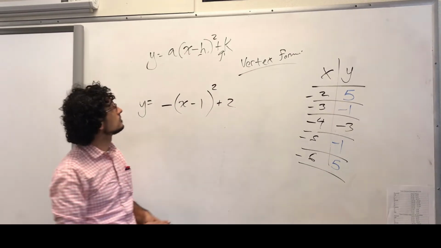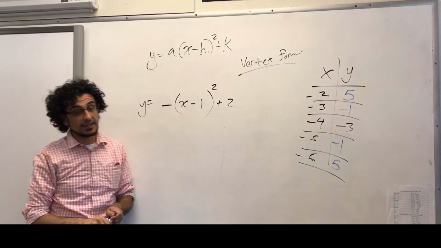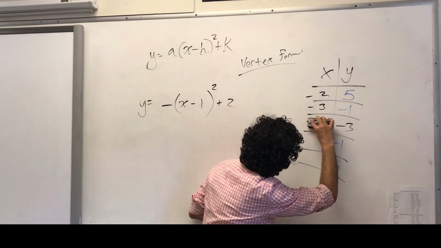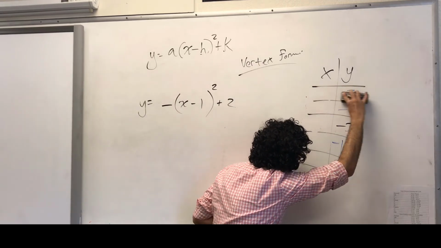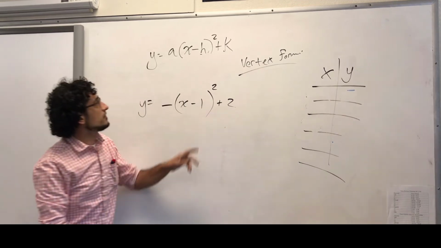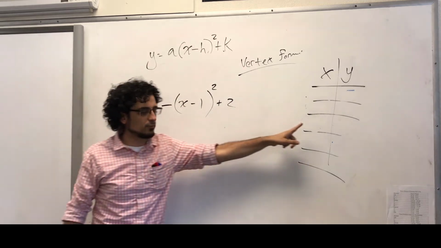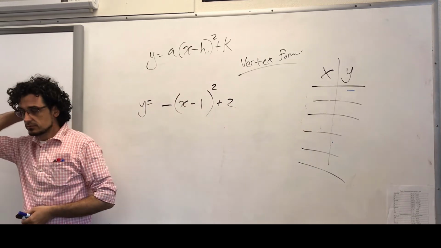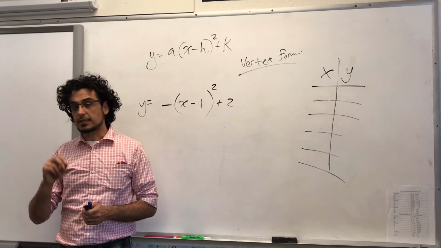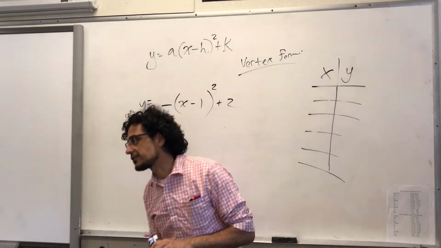Yes, sir. So if the h is already negative, will it become positive? That's correct. Everybody understand that question? Yes. All right, so if we see that this is already negative, then it implies that we have a positive. So can I check our vertex with you first, please?